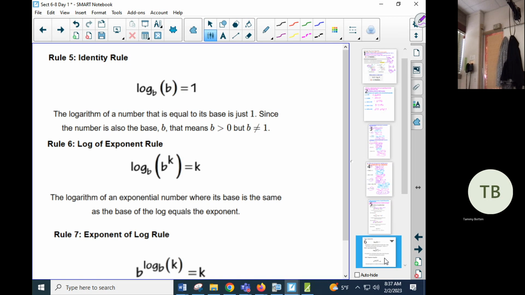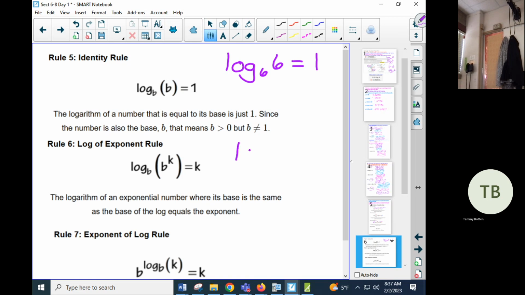This is anytime your base and this number are the same, your log is 1. And what I mean by that is, say they said log base 6 of 6 and they wanted you to find that. If these two numbers are the same, your answer is 1. That's what that rule means.